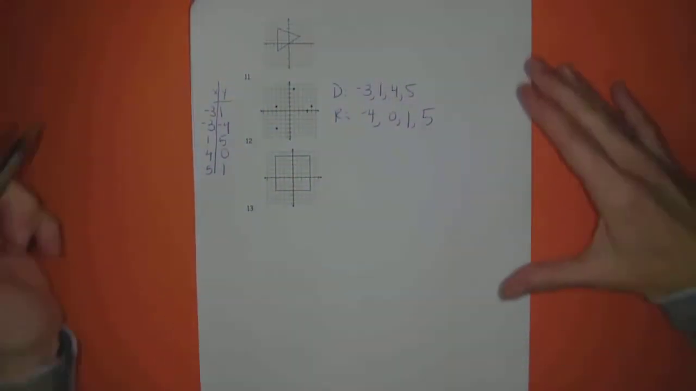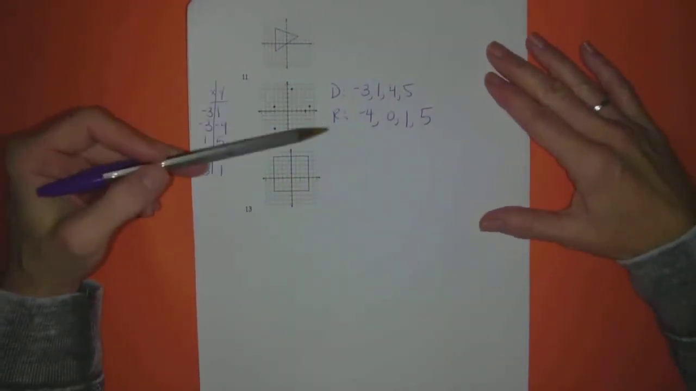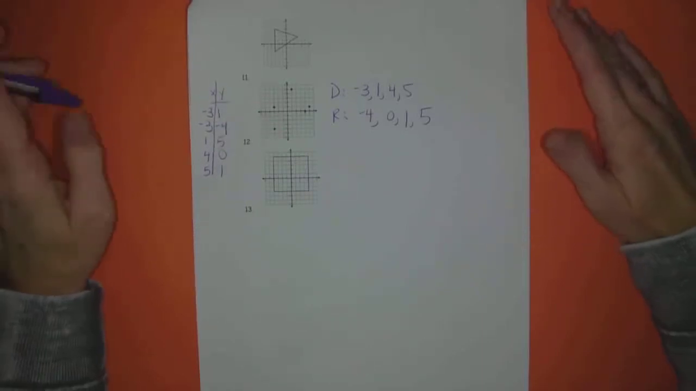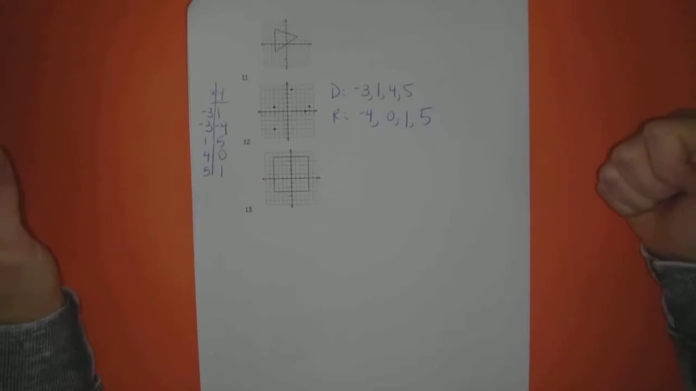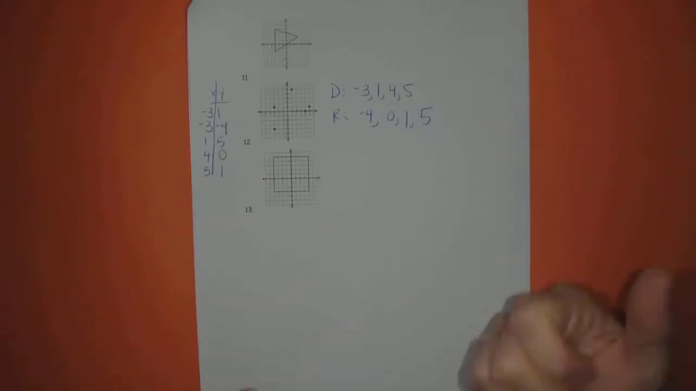So hopefully that's enough for you to understand pretty well how to do domain and range when you just have some dots. Okay, now how do you do domain and range when there's more connectivity?